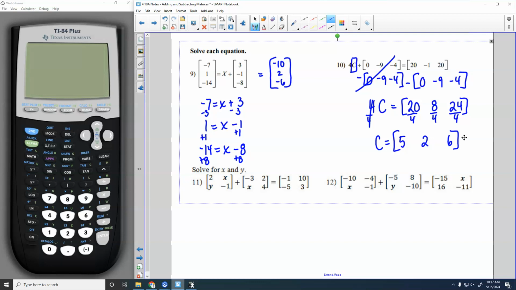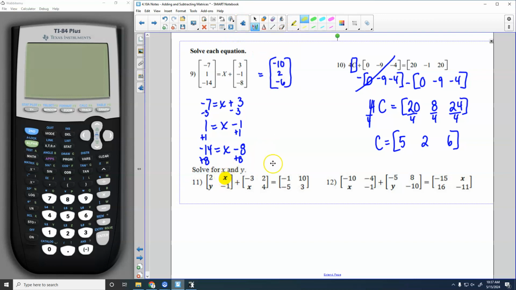Numbers 11 and 12 are a little bit different because they have just pieces missing. It's not an entire matrix. When they mean an entire matrix, they'll use a capital letter here, and it'll be apparent that it has to be a matrix or else you couldn't add them together anyway. These are matrices just set up, and they've just got pieces missing. So for example, here, I would just take the pieces and set up an equation.